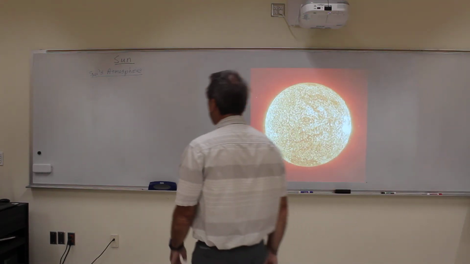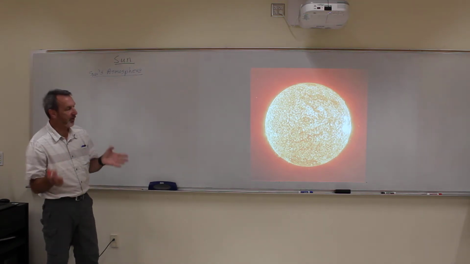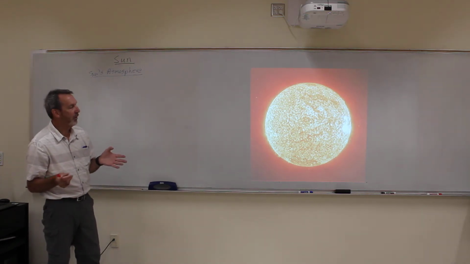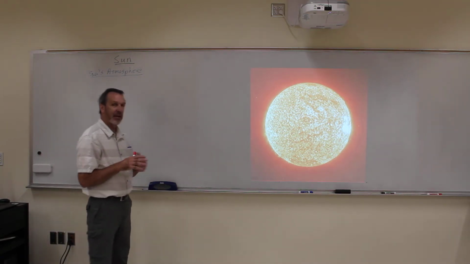Alright, so we were talking about what you call the surface of the sun. Well, they decide to call the surface of the sun the point where you can't see through it, the point where it becomes opaque. It's kind of like a cloud.